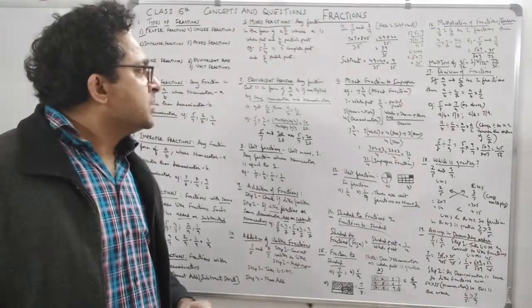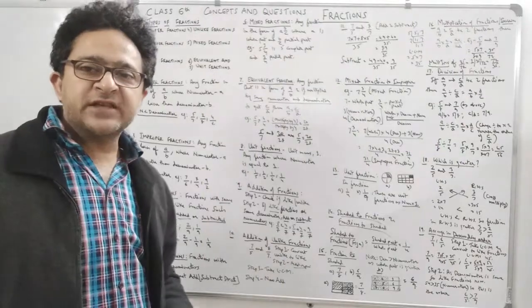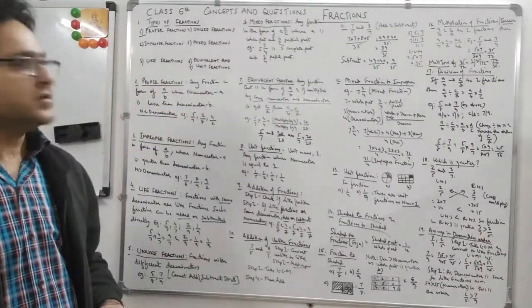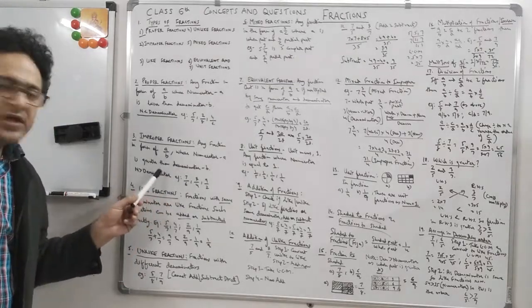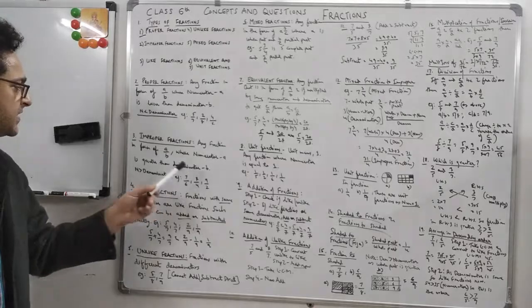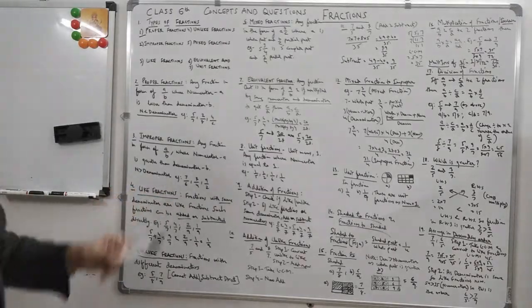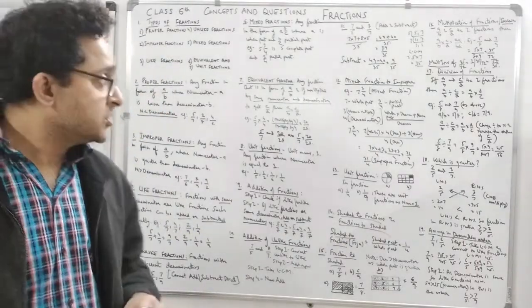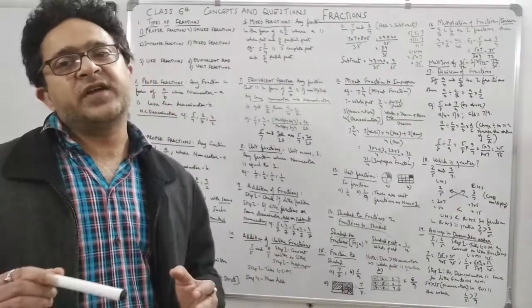Now let's go further to mixed fractions. So we'll get a question on mixed fractions converting into improper fractions. What is an improper fraction? Any fraction of the form a upon b where the numerator a is greater than the denominator. Whenever the numerator is greater than the denominator, it is an improper fraction. So the question can be: a mixed fraction, convert to an improper fraction.